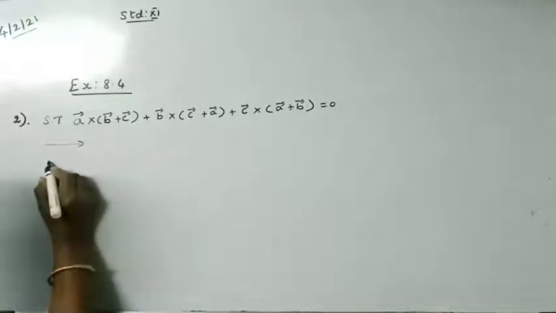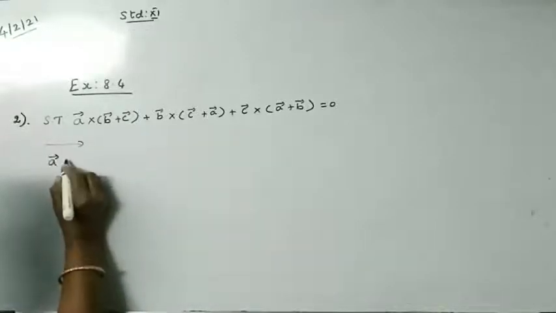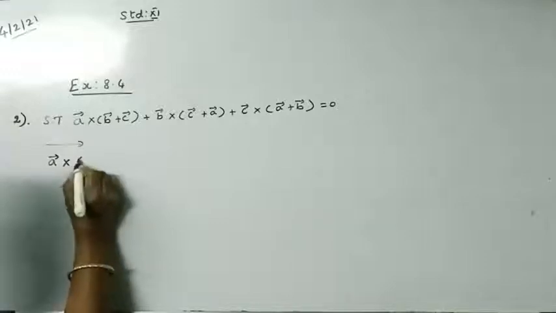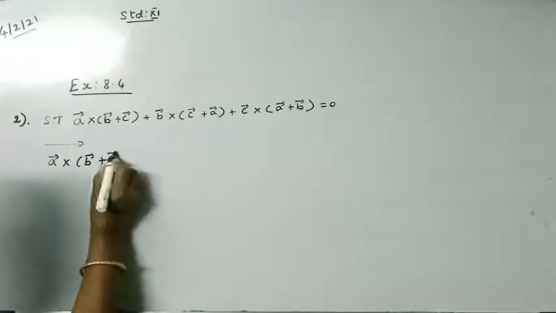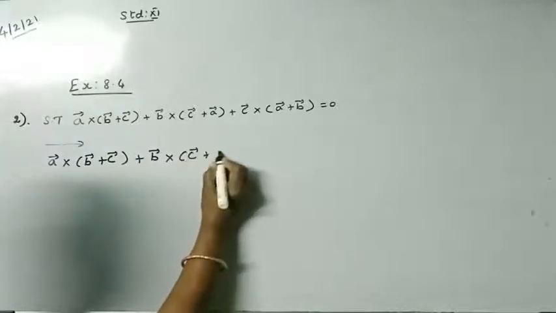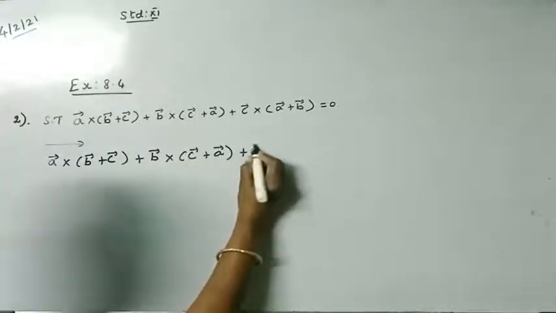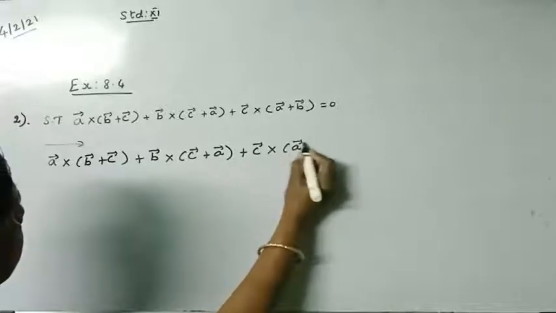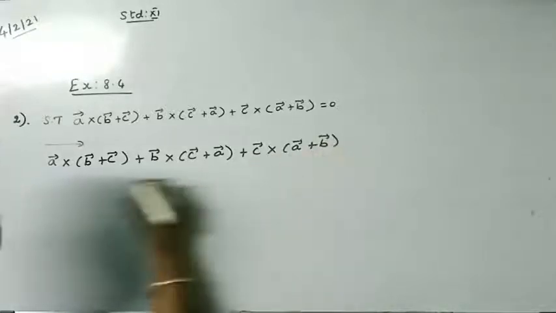Distributive over addition. First let me write what is given. So A vector cross (B vector plus C vector) plus B vector cross (C vector plus A vector) plus C vector cross (A vector plus B vector). This is the left hand side.